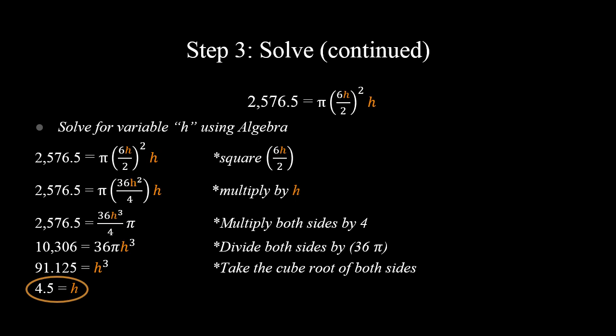And what are we dealing with? 4.5 feet. So the height of the pool is 4.5 feet. That's important. I've just solved for the height. So now I've done all this work. My brain is probably super tired and I've probably forgotten what I was even trying to do in the first place, which leads us to step 4.